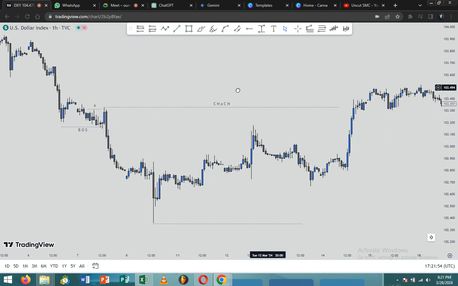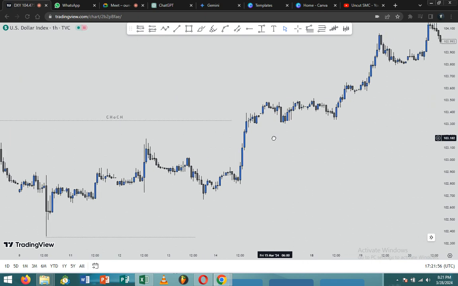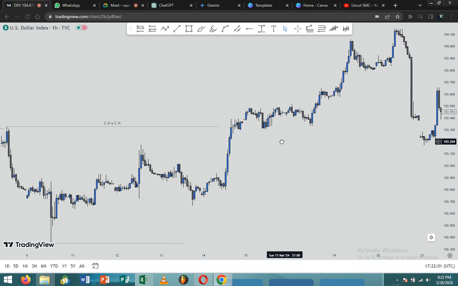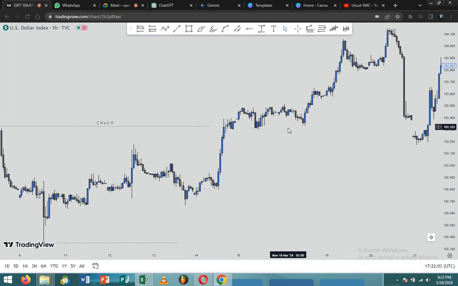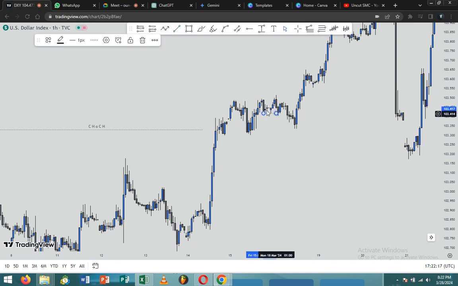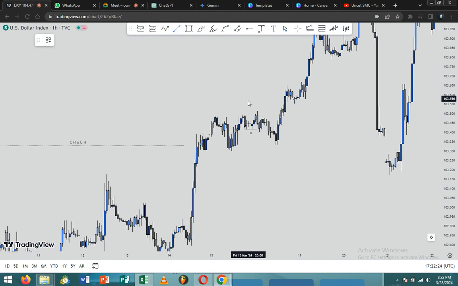So with this change of character, we're going to be looking for inducement, and we see whether this one gives us some continuous moves to the upside. Let's see. So identifying here, you will realize that we might have had some inducement here. See that? So if that is inducement, it simply means we have a break of structure here.